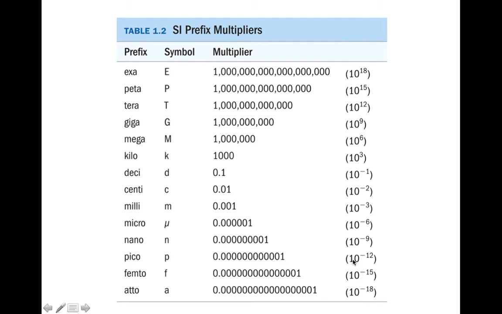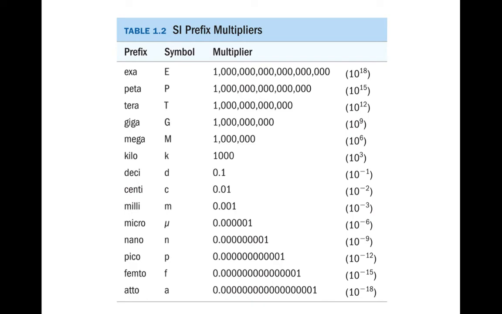Pico means 1/1,000,000,000,000th. Femto means I don't know what that is. Right? Giga means 1,000,000,000. Tera means 1,000,000,000,000. And peta means more. Okay, so these are your multipliers. And we'll be using these in calculations. I think we've got a sample calculation coming up here in a little bit.